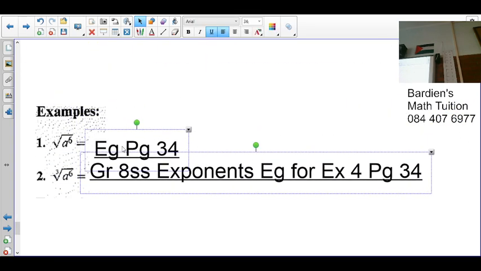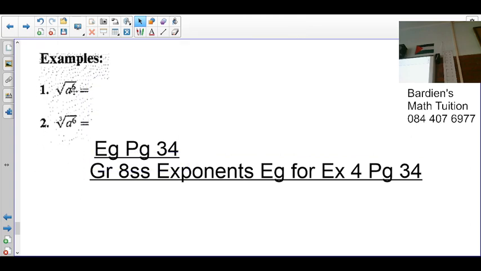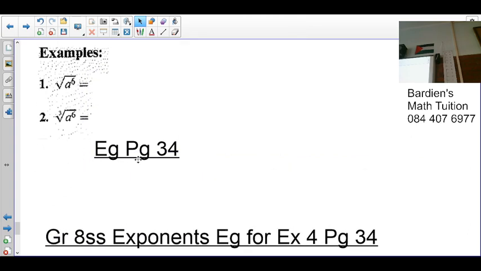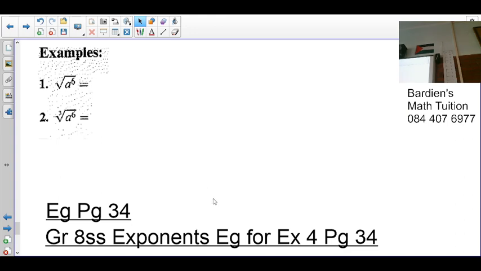So let's look at the examples. The examples are still on page 34. So let's do the first one. You got a to the exponent 6. So this can be written as a to the exponent 6 over 2. 6 over 2 is? Okay, try the next one to clean your books.